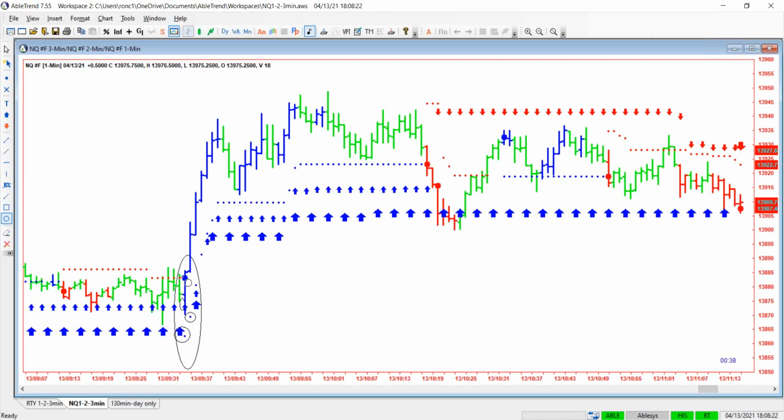And notice Abletrend got us in before the big rocket move to the upside, not after the fact, like up here when MACDs and stochastics and moving averages get you in. They're all lagging indicators. Well, that's why they're free. You can get them at any website in the world for free.